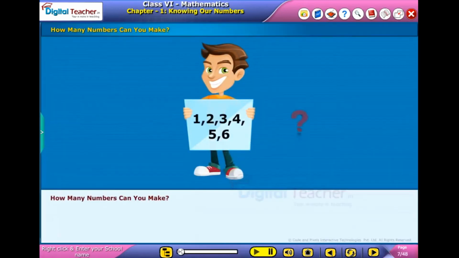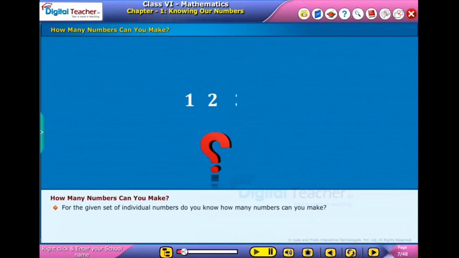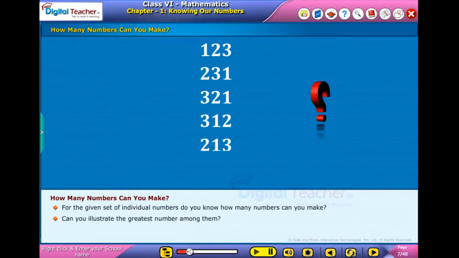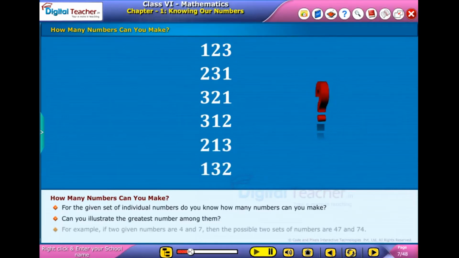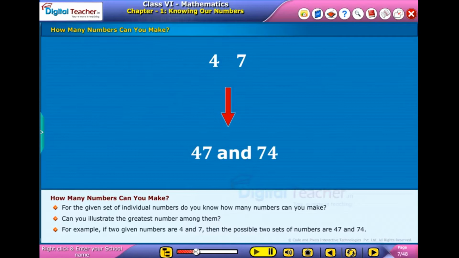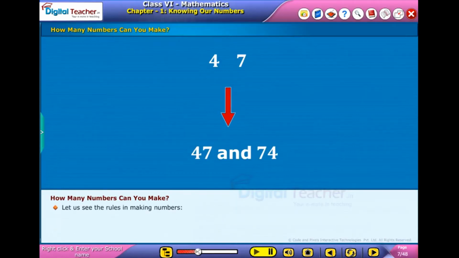Let us know how many numbers we can make from the given set of numbers. For the given set of individual numbers, do you know how many numbers can you make? Can you illustrate the greatest number among them? For example, if two given numbers are 4 and 7, then the possible two sets of numbers are 47 and 74. Let us see the rules in making numbers.